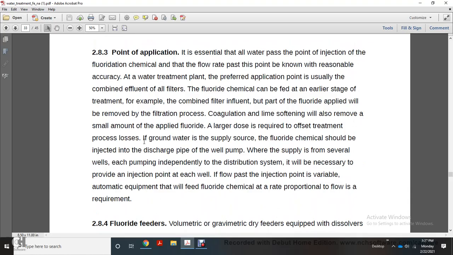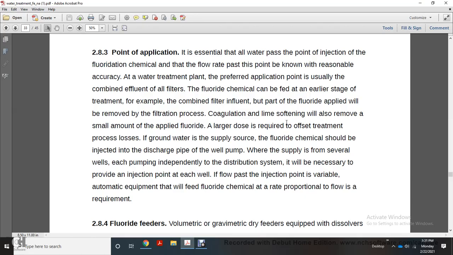Alright, point of application. For surface water, the point of injection of the fluoridation chemical should be where the flow rate is known with reasonable accuracy. In a water treatment plant, the preferred application point is usually the combined filter effluent. Fluoride chemical can be added at an earlier stage of treatment, for example the combined filter influent, but part of the fluoride will be lost with the removal of the filtration products. Coagulation and lime softening will also remove a small amount of the applied fluoride.